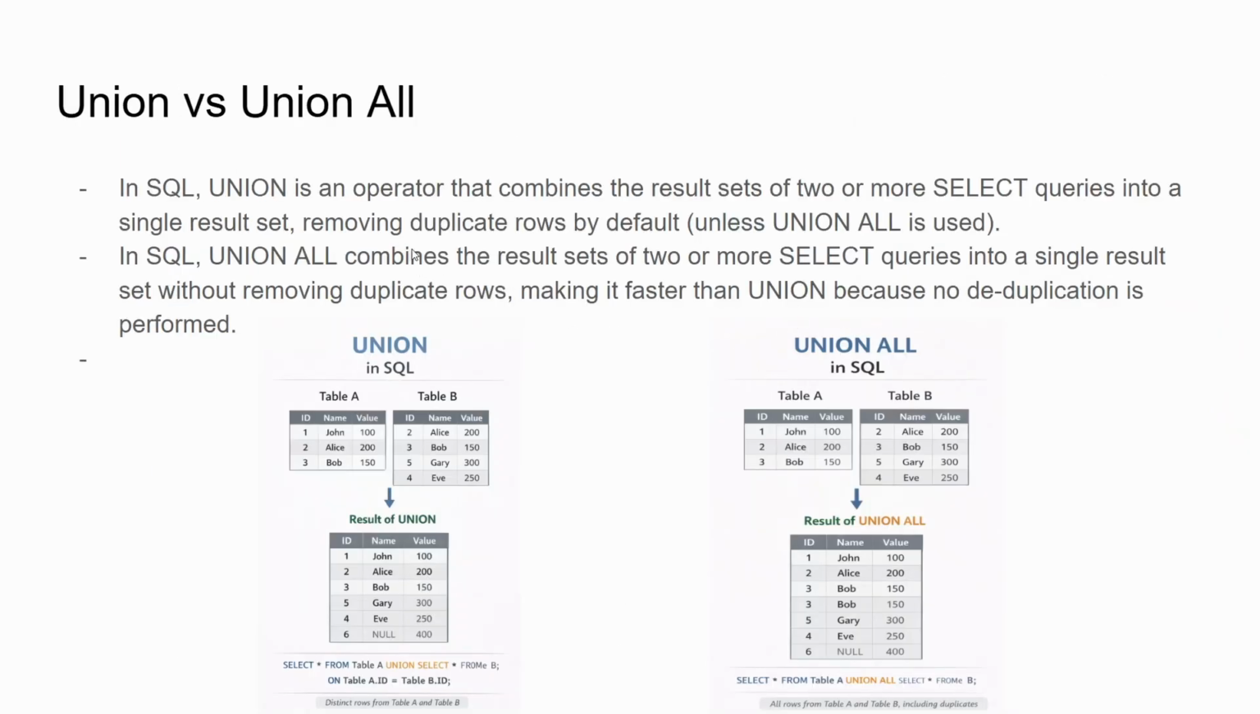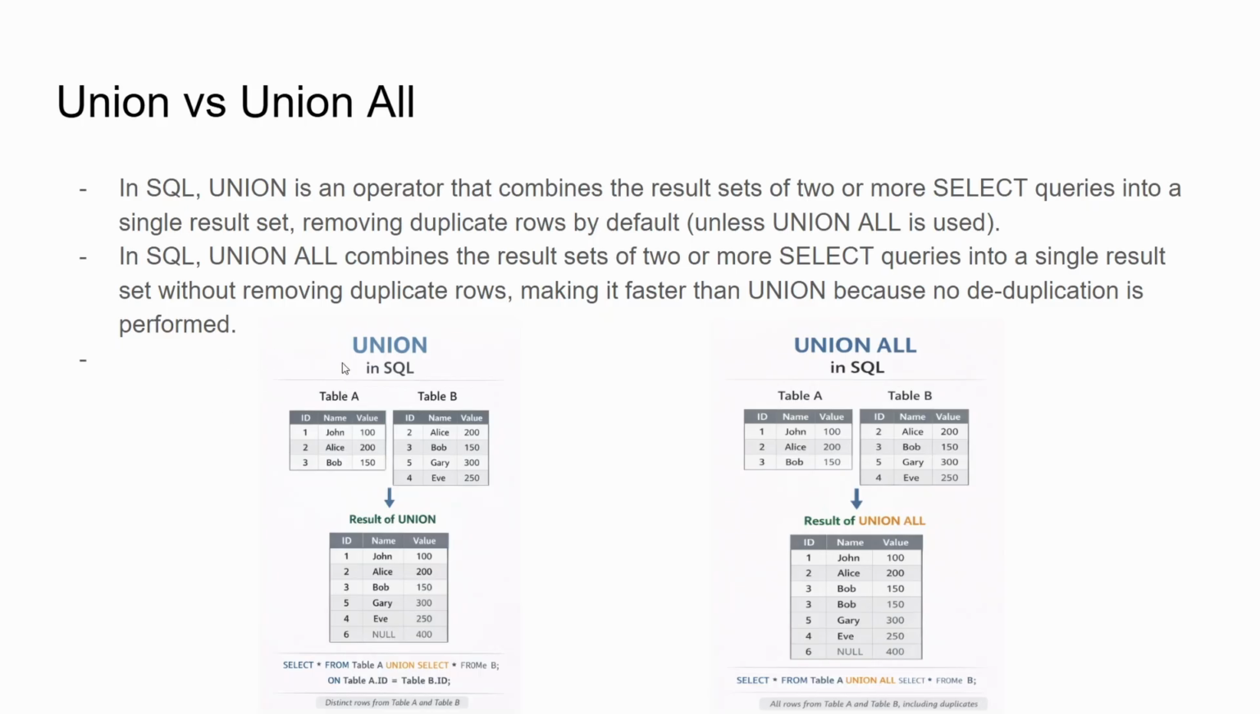Next, the concept that I want to teach is union versus union all. In SQL, union is an operator that combines the result sets of two or more select queries into a single result set. But the important thing to remember here is that it will remove the duplicate records by default. However, union all combines the result sets of two or more queries and will bring all of the records. It doesn't matter if it is duplicate or not because it doesn't deduplicate.